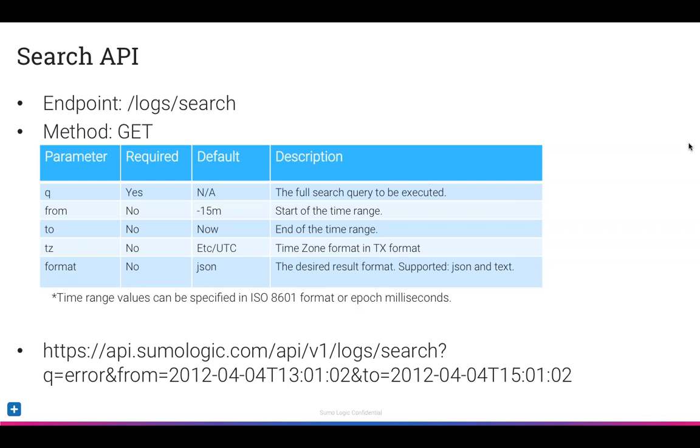One thing to point out on the from and to parameters: all time range values can be specified in one of two ways. You can specify it in ISO 8601 format, or you can specify it in epoch milliseconds. Either one of those two will work. This is just a simple example URL. As you can see, we're executing the query error, and we're specifying our from and to values in ISO 8601 format.